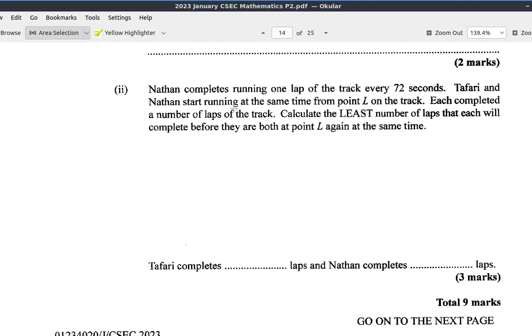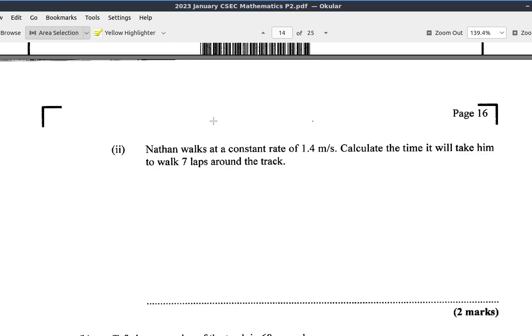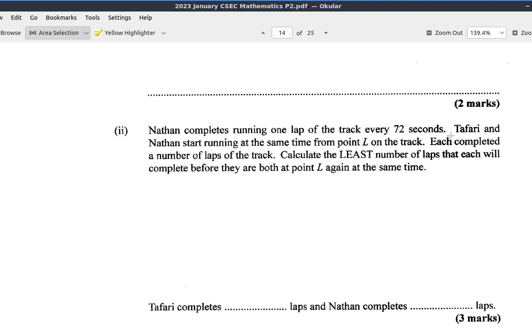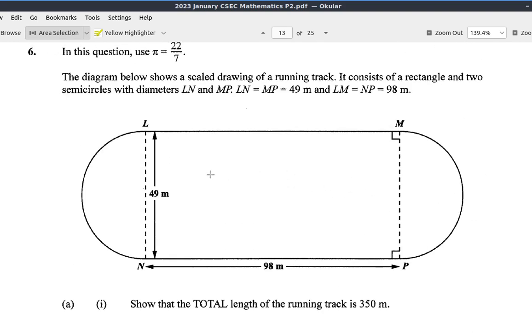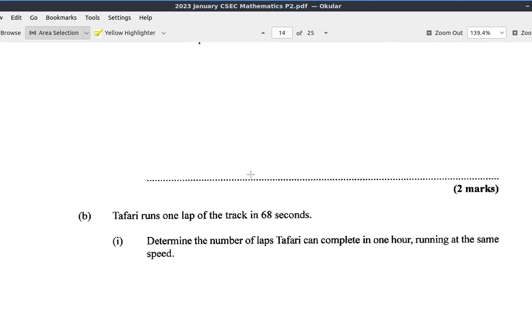Tafari and Nathan start running at the same speed from the point L on the track. Each completed a number of laps of the track. Calculate the least number of laps that each will complete before they are both at point L again at the same time. So they start at L and they run round and round, and then they meet up at L side by side again.